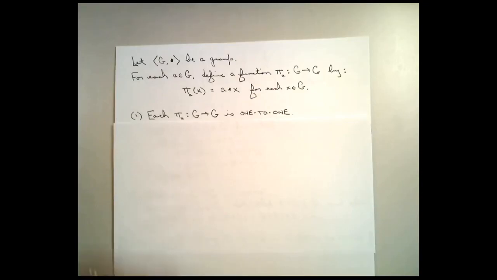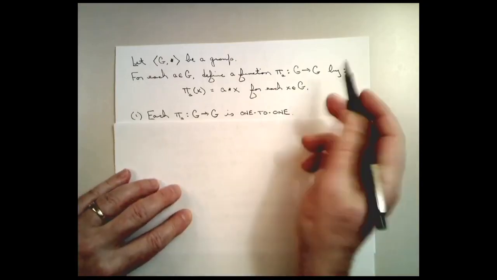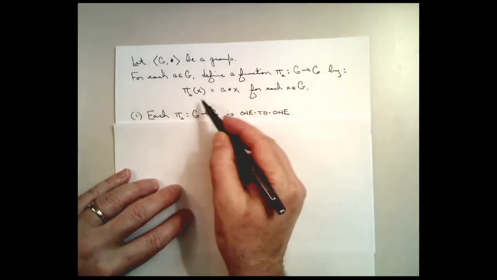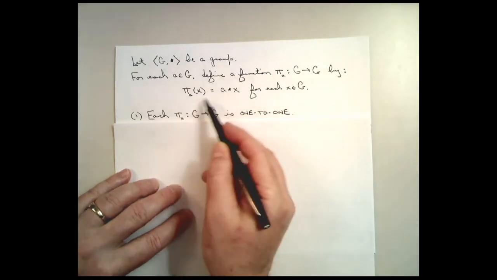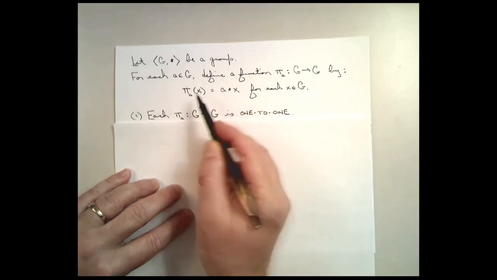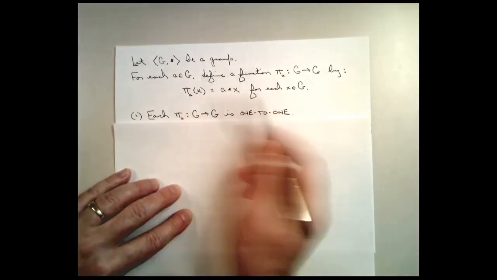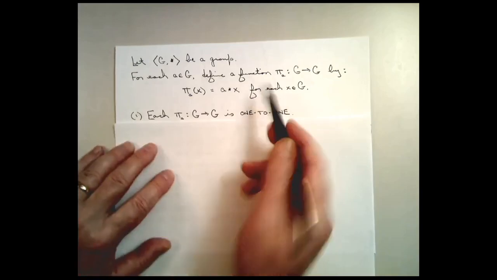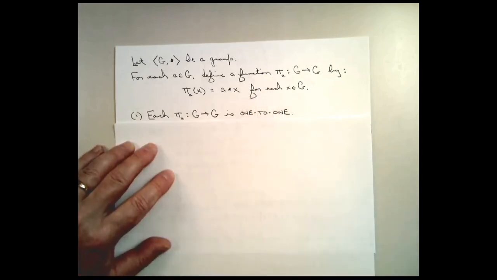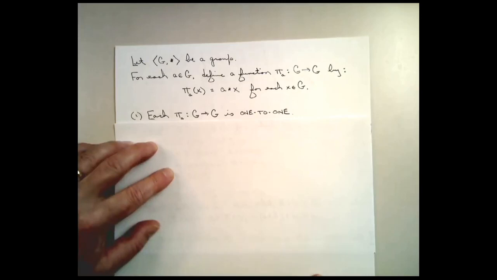I'd like to show that such a function, it's certainly a function, right? It's certainly a function because I'm in a group, so I can always multiply two elements in that group and get another element in the group. Is it 1 to 1? I want to show it's a bijection. So let's begin by showing it's 1 to 1.